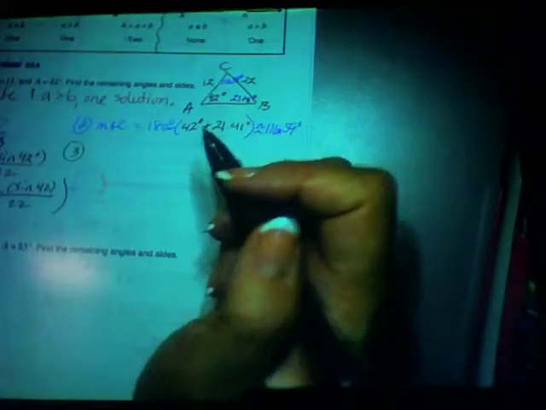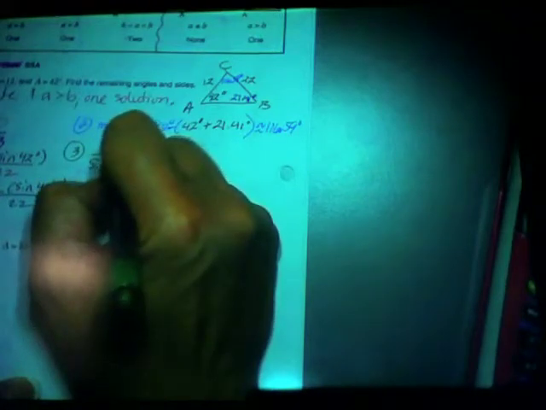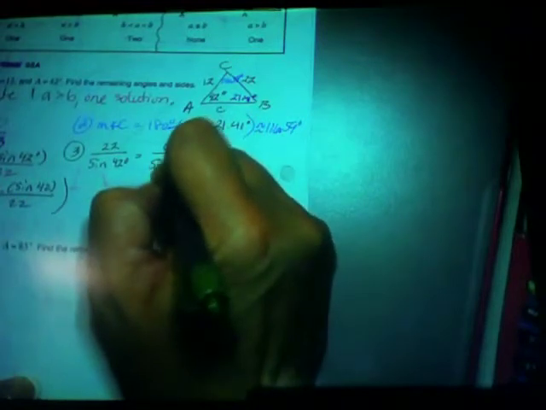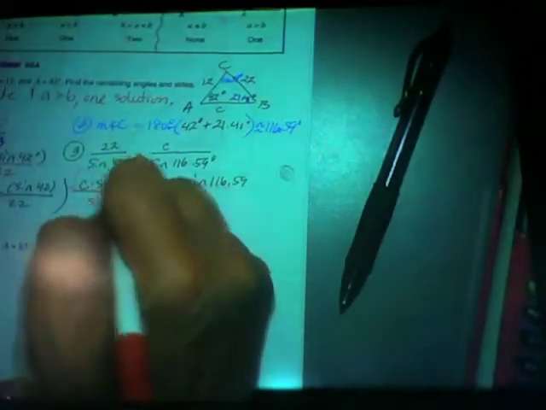What ratio are you going to choose for sure? A, because you were given that information. So I'm going to take side A, which is 22, over the sine of 42 degrees, equals, I'm trying to find side C, over the sine of 116.59 degrees. Cross multiply and solve. C times sine of 42 equals 22 sine of 116.59, and then to solve, divide by sine of 42.